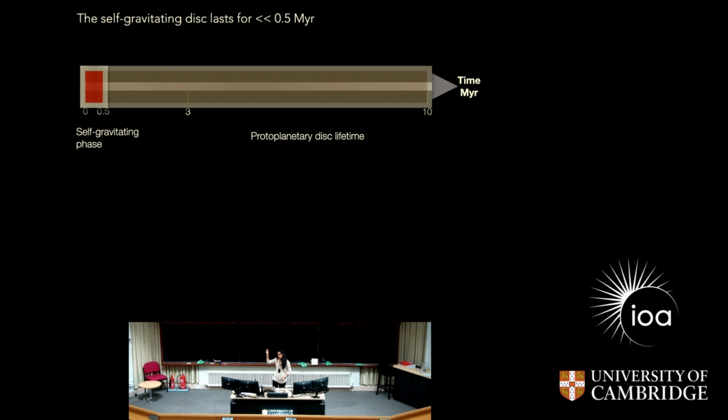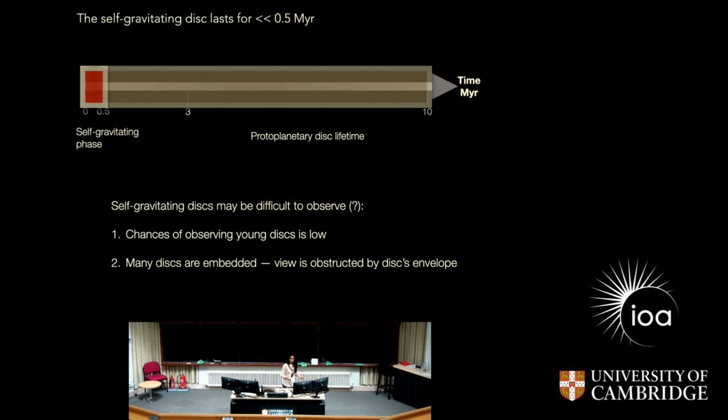What I want to get across with this is that it might be difficult to observe these disks simply because the chances of observing disks in that short initial phase are somewhat low. That certainly could be a possibility. The other aspect is that because these disks might be in the cloud environment, it's much harder to see them, because we have to look through the molecular cloud to see those disks.